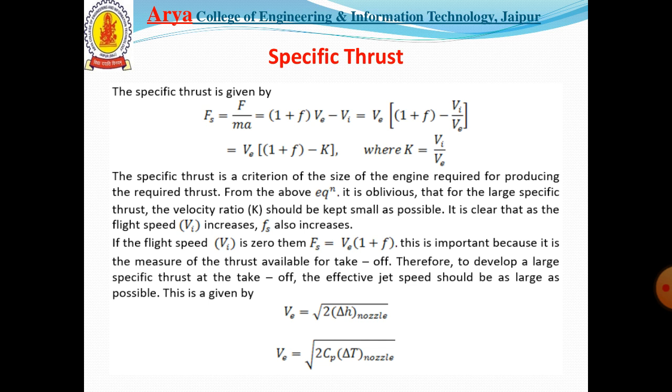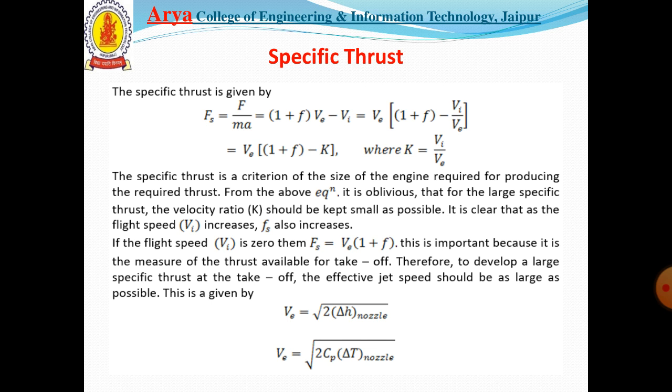Now, the specific thrust. The specific thrust is given by F_s, that is thrust per unit mass flow rate of air, F upon m_a, that is equal to (1 + f) into (V_e − V_i), equal to V_e into (1 + f − V_i upon V_e). E is for exit and I for initial or inlet. And that is F_s equal to V_e into (1 + f − K). K is the constant, that is equal to V_i upon V_e.